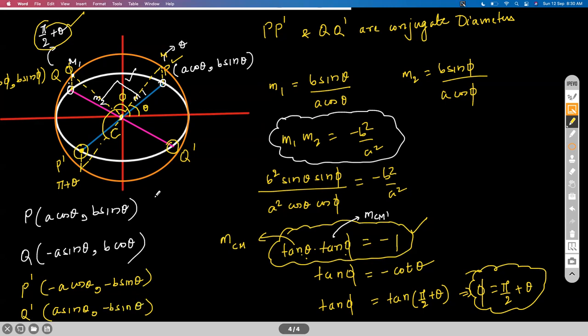So these are your vertices of the conjugate diameters. PP dash and QQ dash are the two conjugate diameters whose vertices are as stated over here. Note this down so that we can now go to the second property.